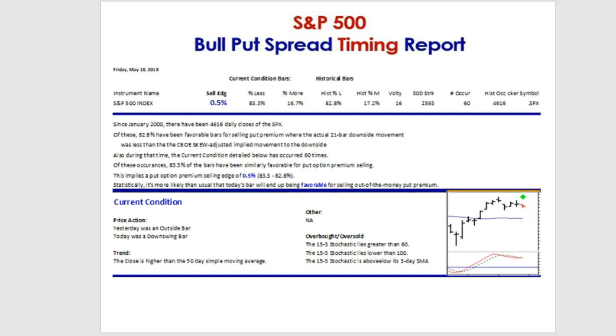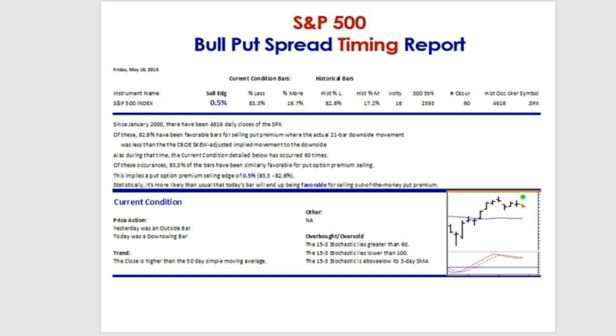Okay, one more time. 82.8% of the time, the market did not move down as much as what the implied volatility was implying. That was a favorable situation. So that's the benchmark. 82.8% of the time, you'll sell puts a standard deviation away, and the market will not hit that level, and they'll expire worthless.